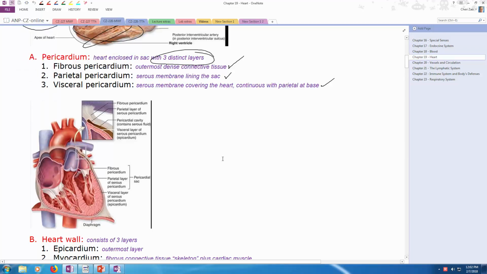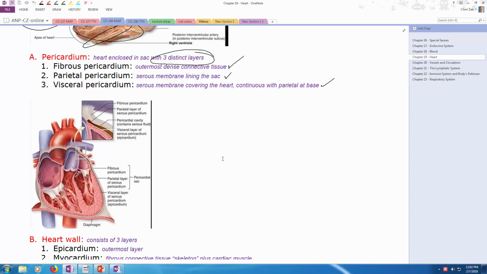So in your notes, let's go ahead and go to pericardium. We've discussed the two views of the heart. And now with the pericardium, we're talking about a sac. The heart's in a sac. The sac itself has two distinct layers, but there's actually three components to the official pericardium.